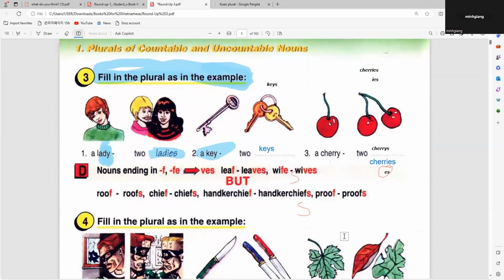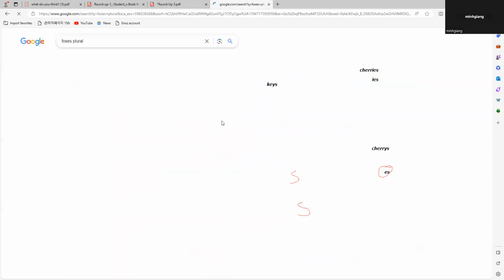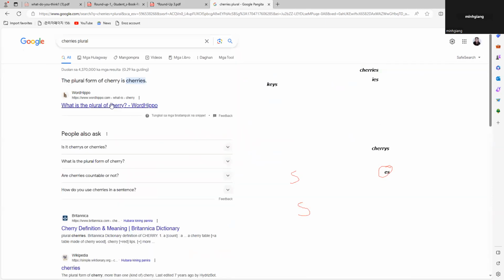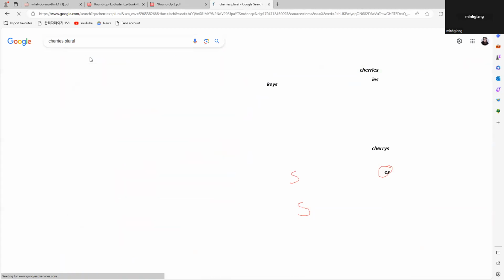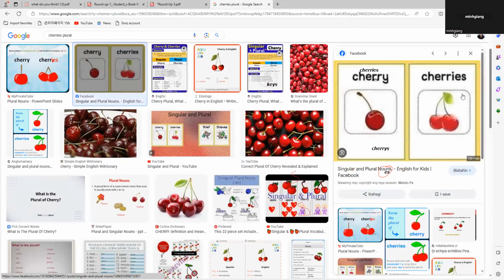Cherry, how about cherry? No letter I, teacher? Okay, I will show you so that you can check also. If many, look at this, many. If many, you will add I. Look at this one. Cherry, only one. If many, cherries. There is letter I.